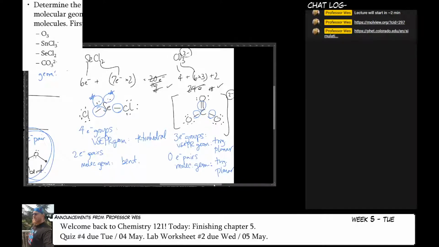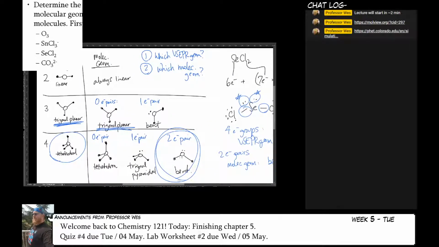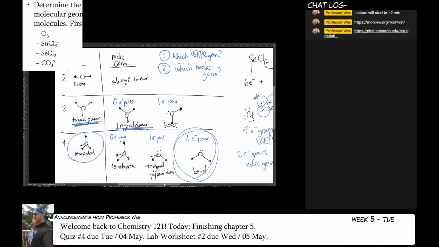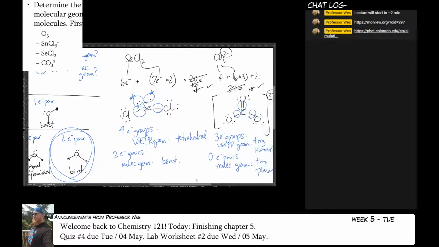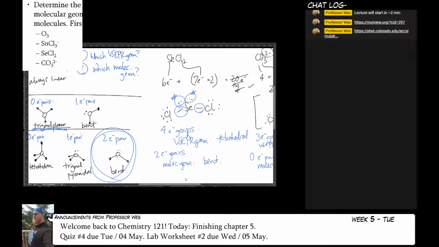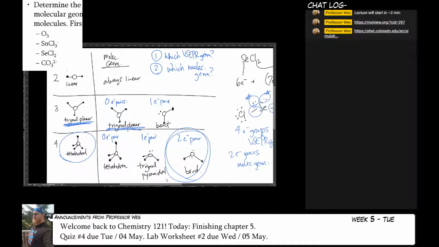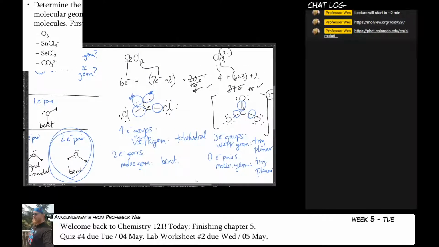All right, that is how we use this chart, how we describe the VSEPR geometry of a molecule, and also the molecular geometry of a molecule. Okay, so use this chart. First, ask what the VSEPR geometry is by counting electron groups. Then ask what is the molecular geometry by counting the number of electron pairs around the central atom, and label that too.